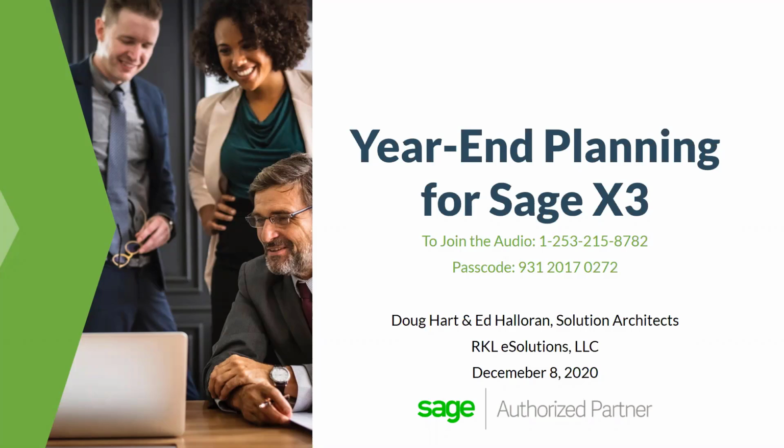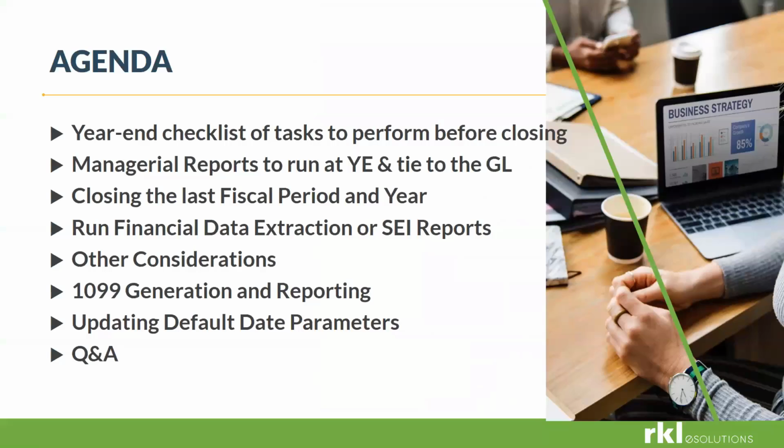We're going to jump right in and cover our agenda. We will walk through a year-end checklist of tasks that you'll need to perform prior to doing your year-end close. We'll also cover some managerial reports that will help you wrap up that year-end process. We'll walk through the actual closing of the last fiscal period and year, and we will discuss some financial reporting aspects and some other considerations, including generating your 1099s and updating default date parameters for your X3 reports.